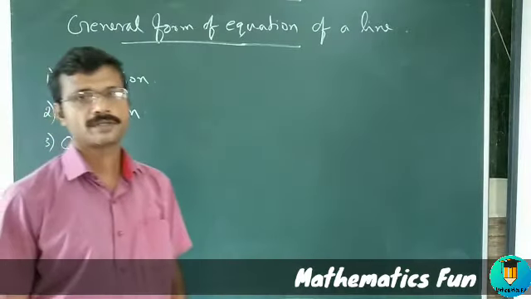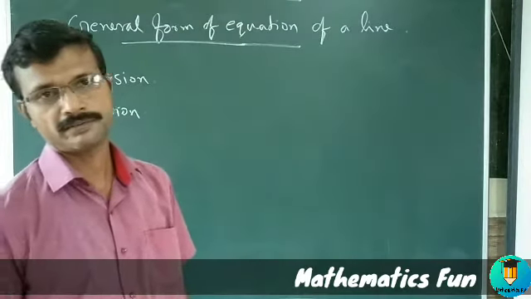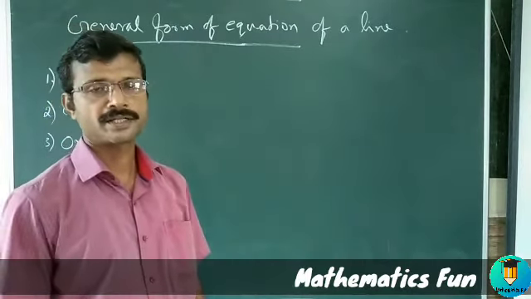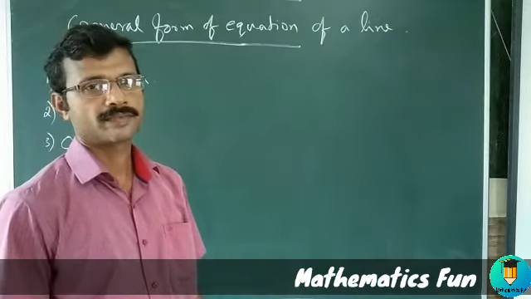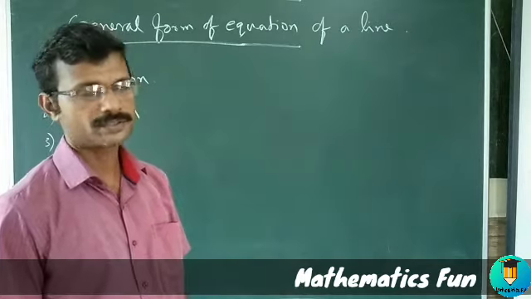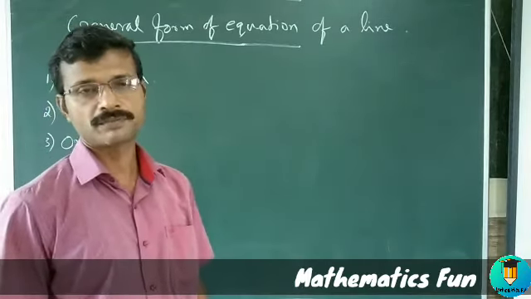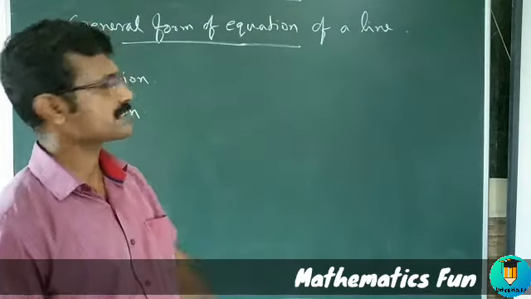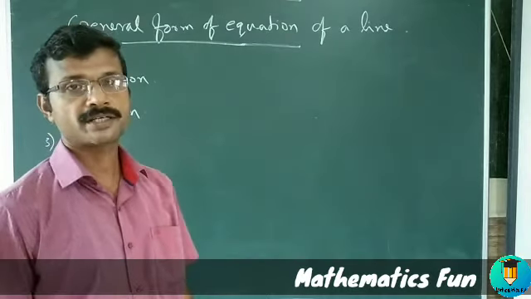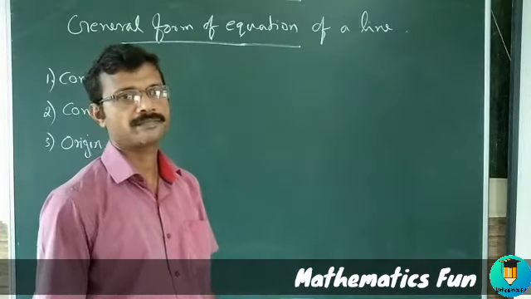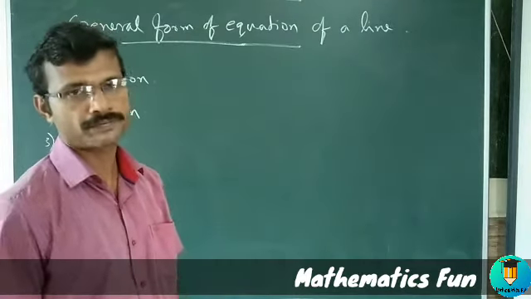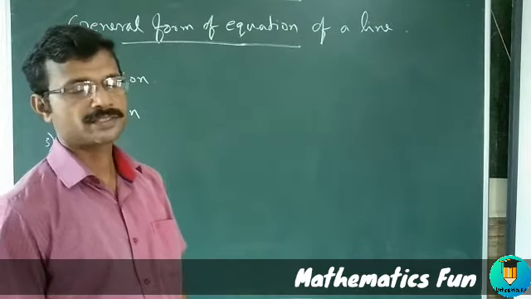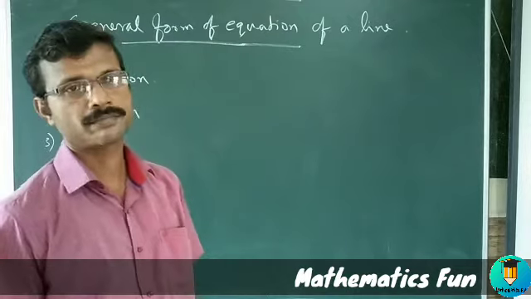General form of an equation of line. It is a continuation of straight line. We already came across 4 videos. Now this is the fifth one. So here we will be discussing mainly the general form of equation of line and how that general form can be converted into different forms. That's the thing mainly we will be discussing in this part.